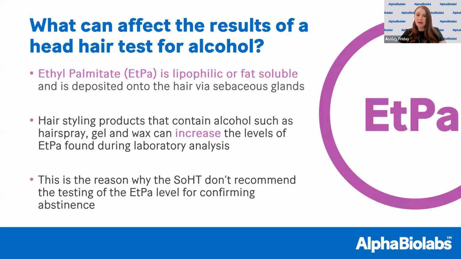So with your ETPA, this is fat soluble. So instead of being affected by bleaches, perms and dyes, it can be affected by hairstyling products that contain alcohol. So things like hairsprays, gels, waxes, and these can actually increase the levels of ETPA that are found. And that's why the Society of Hair Testing don't recommend testing it for confirming abstinence, because it can be affected by other factors. So they're the two types of hair strand testing that we look at when testing for alcohol, your ETG and your ETPA.